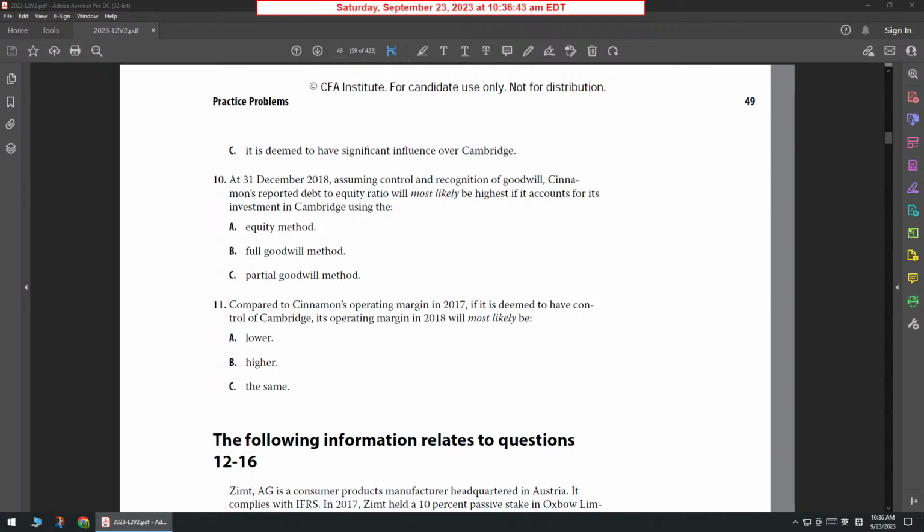And we're talking about net profit margin. The net profit will be the same no matter which way we go. Whether we consolidate and remove the part of net income that doesn't belong to us, or whether we just take the portion of net income that does belong to us, net income will be the same. But without consolidation, sales will be lower, which means that our net profit margin will be higher without consolidation.